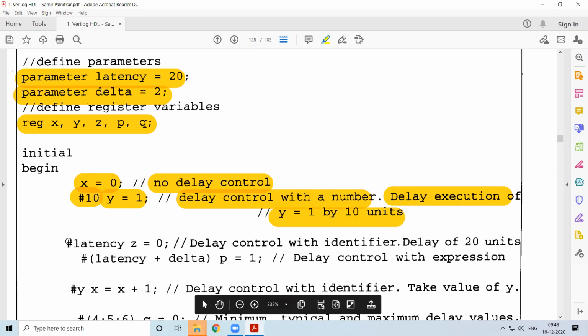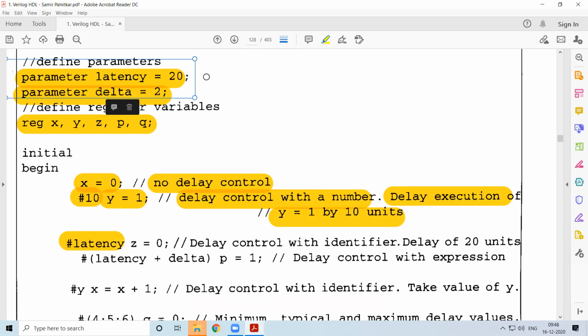Now, next one here, you can see that we have hash latency. Latency is an identifier whose value is 20. So instead of specifying hash 20, I can put hash latency, because the value is 20 over here. When this statement is encountered, its assignment will take place after latency amount of time. Latency in this case is 20. Therefore, after 20 units of delay, Z will be assigned the value of 0.